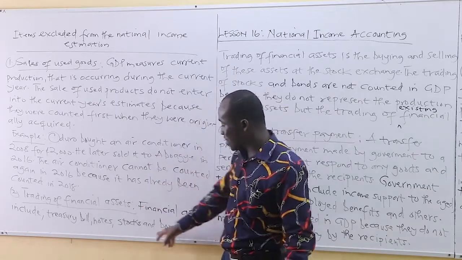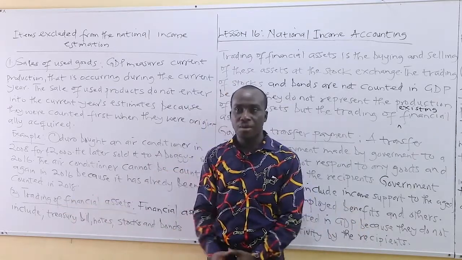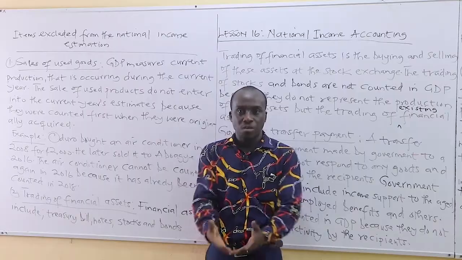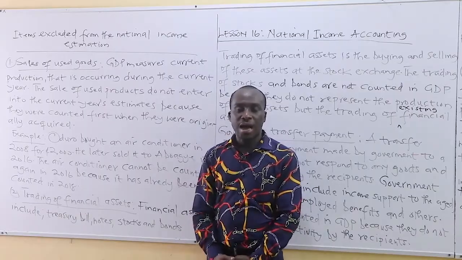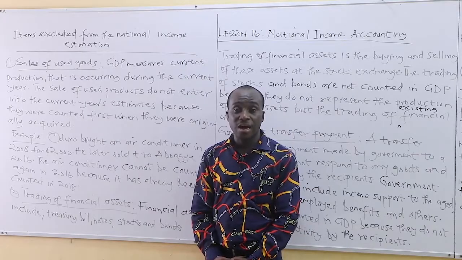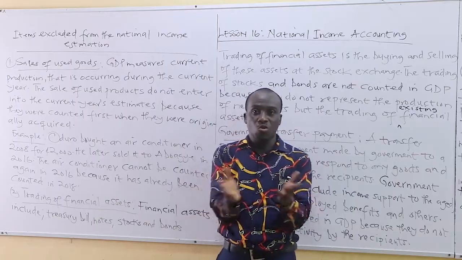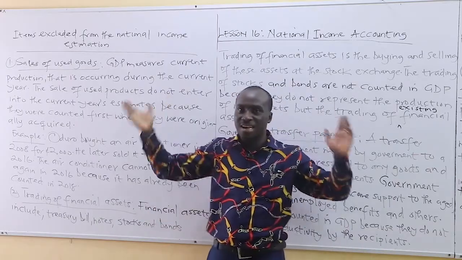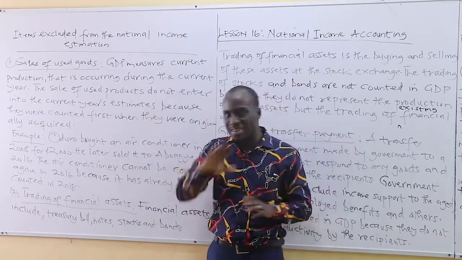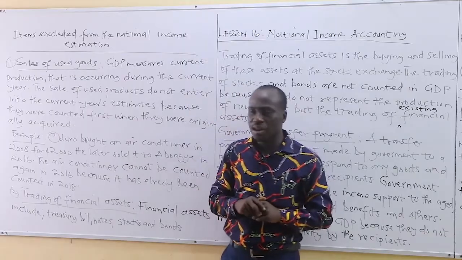We have stocks. Stocks are shares. When you hear that MTN is floating shares, you go and buy one so that at the end of the day, when the year ends and they are giving out profit, they give you yours. So these are financial assets. We have other financial assets, such as options, and plenty of them, but we cannot talk about them all. Let's leave it here at this level.